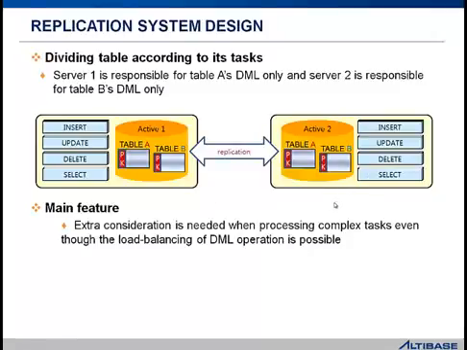Extra consideration is needed when processing complex tasks, even though load balancing of DML operations is possible. The complex task means, for example, when we assign each DB for modification of one table only, but all of a sudden there's a transaction that needs to handle multiple tables together, like table A and table B in one transaction of one particular task. So we have to execute DML for table A and table B from one DB. This kind of situation must be considered as well when dividing the tables according to each task.